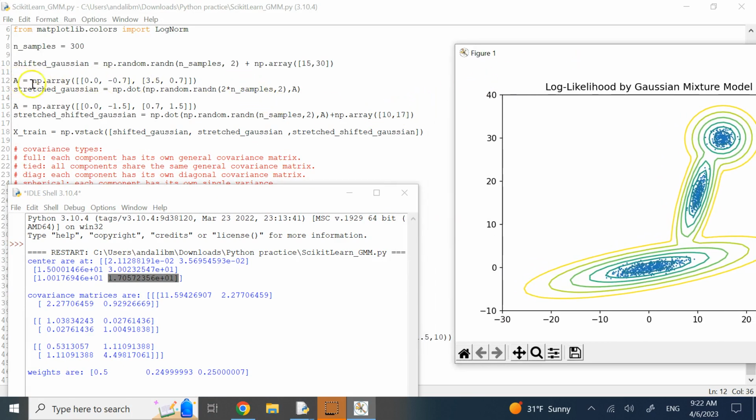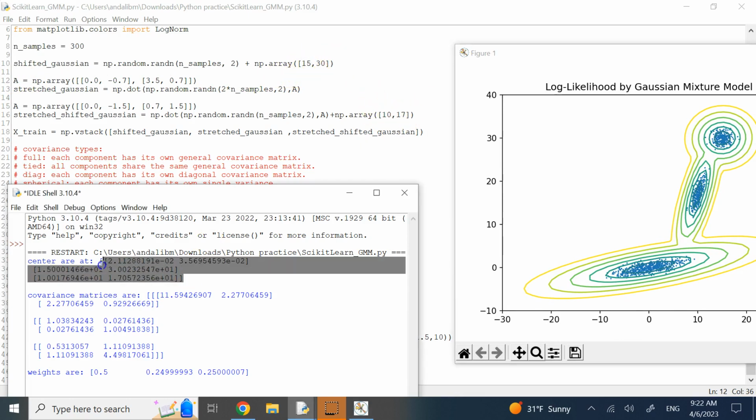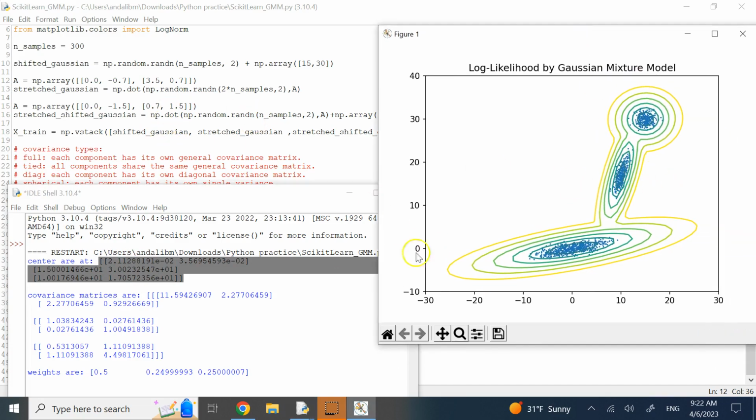This one that I did not shift was 0, 0. This one was 15, 30. This one was 10 and 17. So you see that it very, very closely could find the centers that I initially passed to my data. It could find them very beautifully. And here are those clusters, by the way, right? Those PDFs.